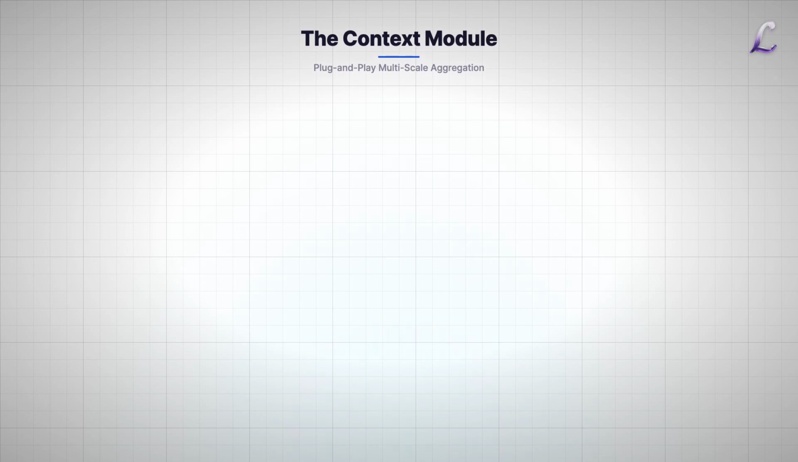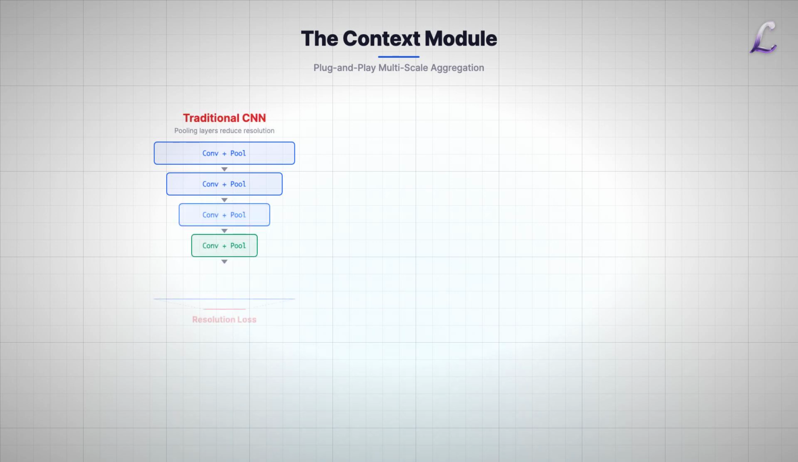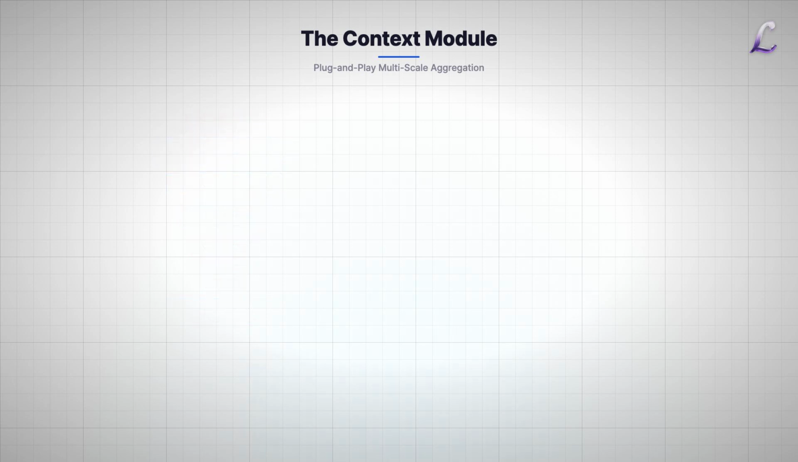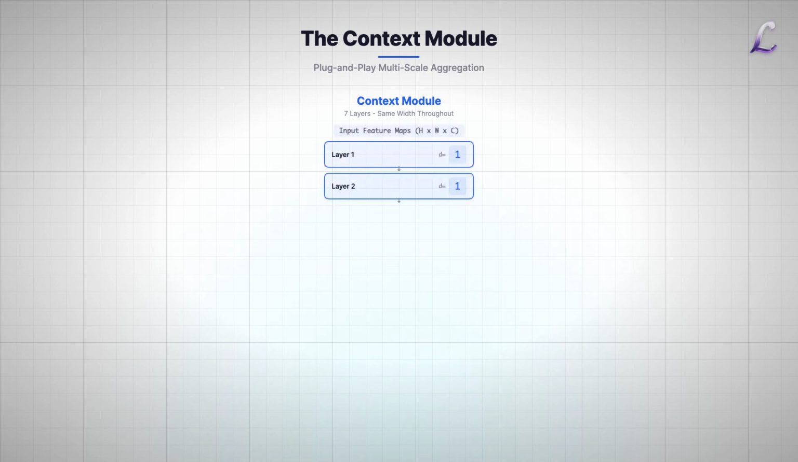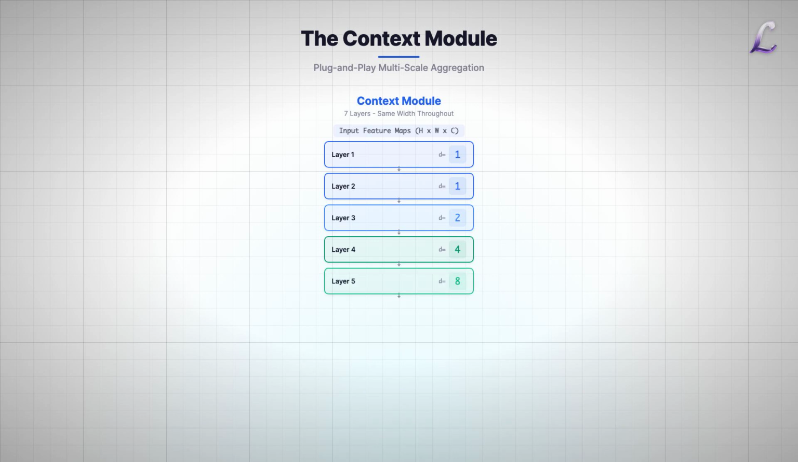The authors package this logic into what they call the context module. It's a plug-and-play block designed to sit on top of an existing dense prediction network. It consists of 7 layers. The dilation factors follow a specific sequence: 1, 1, 2, 4, 8, 16, and finally 1. It takes feature maps as input and aggregates context from all these different scales. Note the numbers. By layer 6, with dilation 16, the network is aggregating information from a massive area. And because they strip out the pooling layers, the output has the exact same resolution as the input. It refines the prediction using global knowledge.